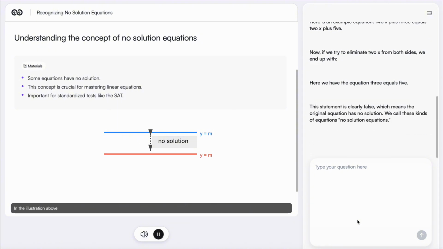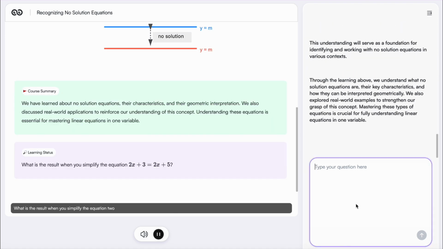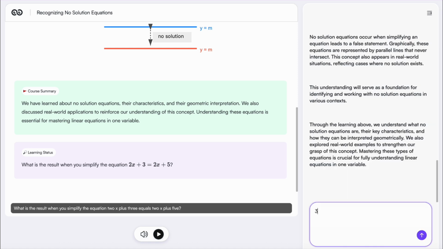In the illustration above, you can see two parallel lines. These lines represent two equations that will never intersect. Because they do not intersect, there are no values of x that satisfy both equations at the same time. This means that the system has no solution. Consider the equation 2x plus 3 equals 2x plus 5.